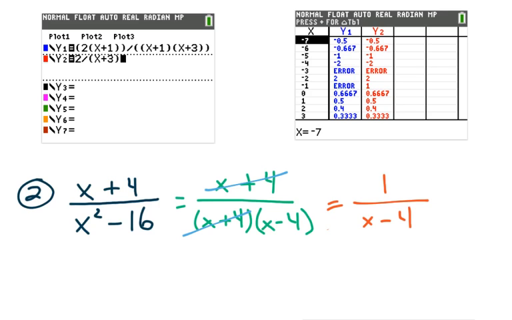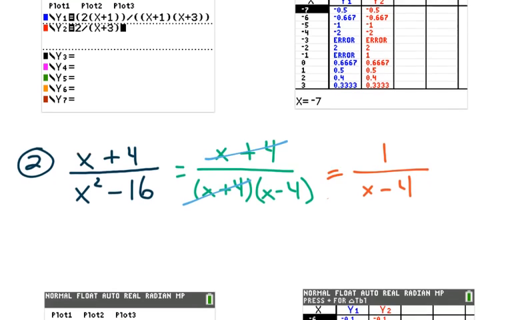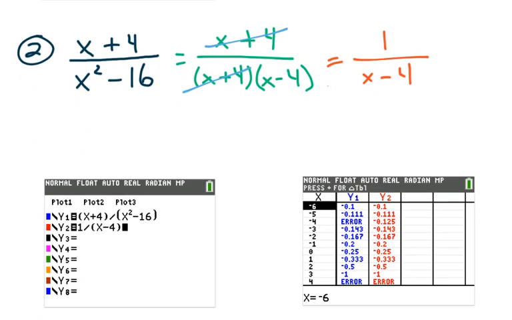It's x minus 4. Once again, you need to go and check in your calculator what values work, what values don't, and I've already done that. So we've got x plus 4 over x squared minus 16, and then I've got 1 over x minus 4. I've got our original in the y1, I've got our new answer in the y2, and we take a look at our table. And what you can see, everything matches up except that x value of negative 4. Okay, in the original it gave us an error because it's undefined. You can't use negative 4 in the original one, but you can use it in the new one.